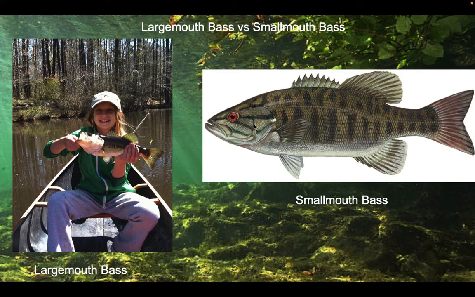Another easily distinctive feature is looking at the two dorsal fins. On a smallmouth bass, they're connected, while on a largemouth bass, which could be hard to tell from this photo, they're not. There's a little space in between the two.